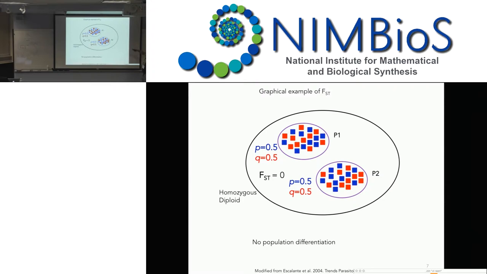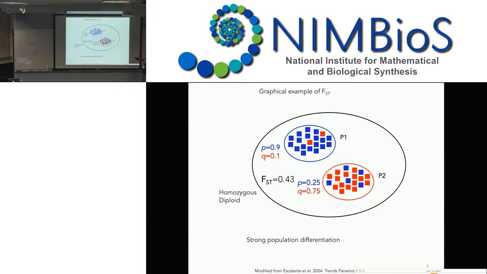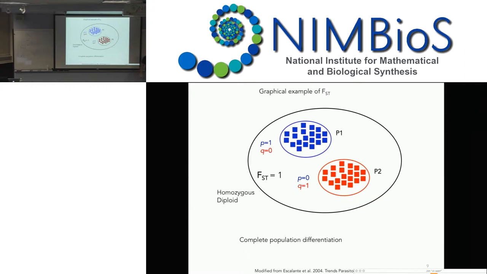Now you see I've got many more blue here, many more red there. And what you see here is even though it looks like a pretty big difference, FST is only about 40%. So only about 40% of the genetic variation here is due to between population effects. And here is why it's called the fixation index. If they're fixed for different alleles, FST is one.